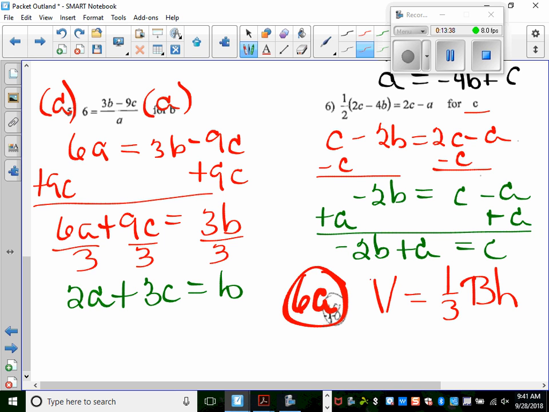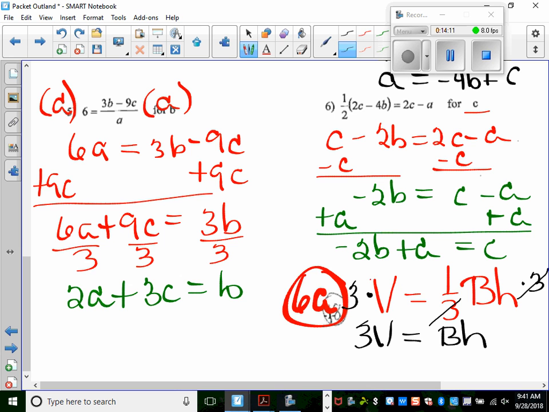Okay. So if I wanted to solve this for h, and I have this fraction here, that's division, how do I get rid of that division? What would I do? Yes. Very good. I'm going to multiply both sides by 3. Okay? Because I want to get rid of this. I don't want to have division in my problem. So 3 times V is going to give me 3V equals capital B times h.